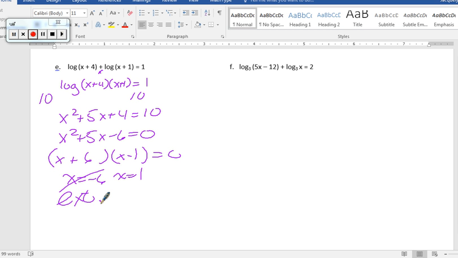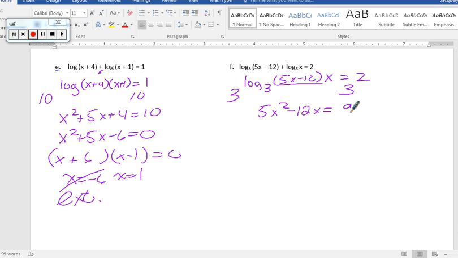Combining this guy up here, again that plus is indicating multiplication. So we have log base 3 of (5x - 12) times x is equal to 2. I need to get rid of this log. I see it's base 3, so we're going to have everything in base 3. So I'm going to multiply out here too. 5x squared minus 12x is equal to 9.